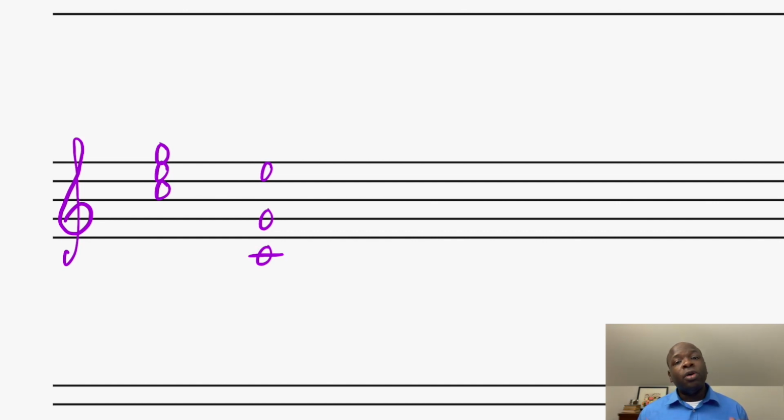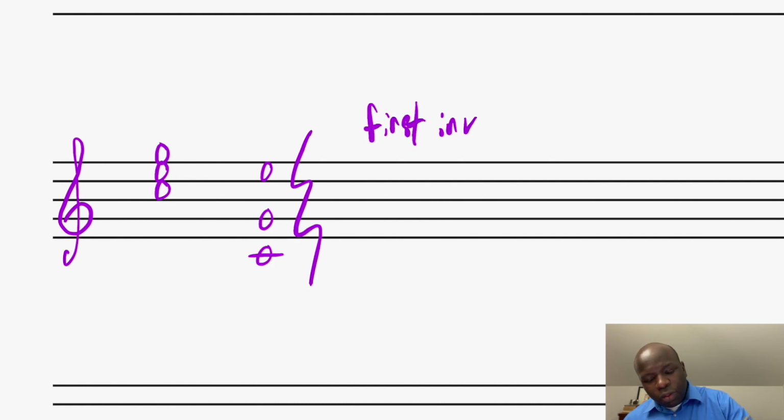So when we talk about inversions, again, we're taking one of these members of the chord other than the root, and we're going to let that be the lowest sounding note in the chord. So if I want to talk about a first inversion, then that means that the third of the chord is in the bass.